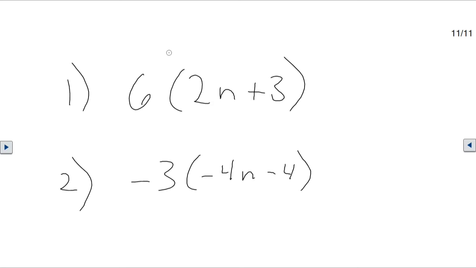Looks like that. So first one, 6 times the quantity 2n plus 3. Your second one will be negative 3 times the quantity negative 4n minus 4. So again, go ahead and pause the video, give those a try, and then hit play, and we'll go over the answers together.